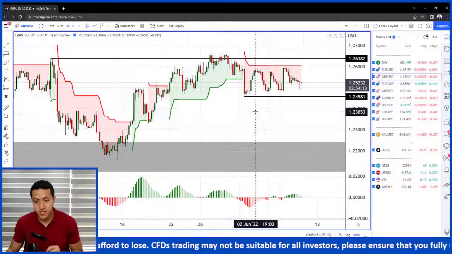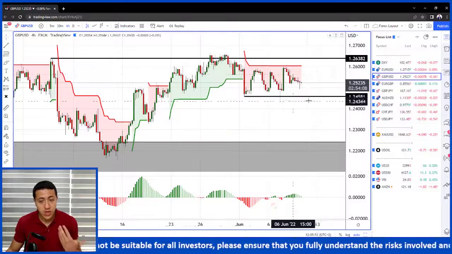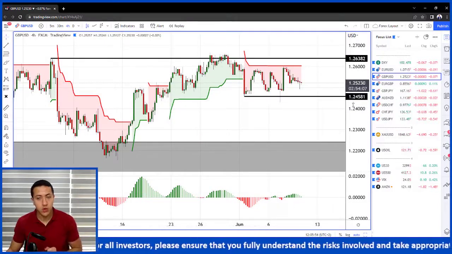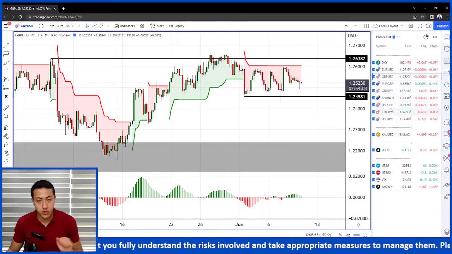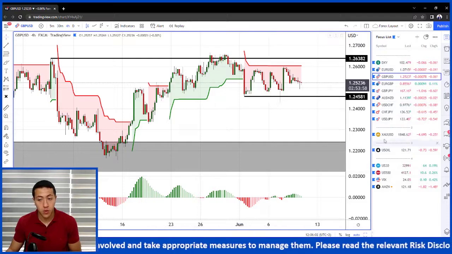Regarding the pound versus the dollar, it's pretty much the same. We are having this sideways range. Any lower low below 1.2458 should be our short entry trigger to the levels of 1.22 one more time.